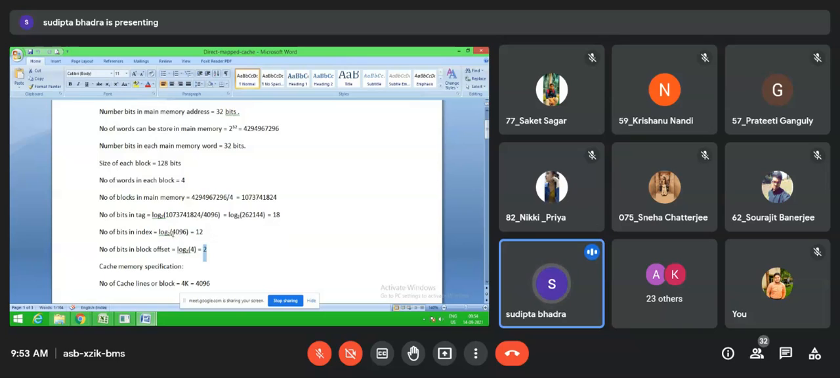How many cache lines are there? 4096. So the number of bits required to identify each and every cache line is 12. So 32 minus 12 plus 2, that is 18. From that you get the tag also. You don't have to do the calculation this way, but it is required if you have faced or seen some problem in semester asking for the number of bits present in tag, index and block.